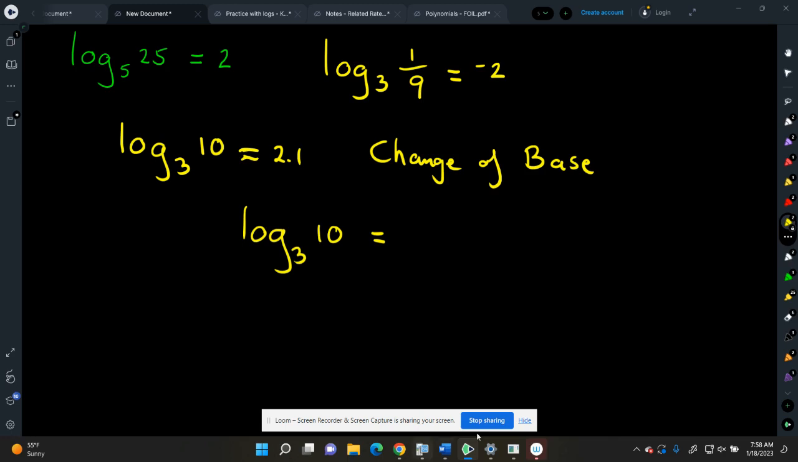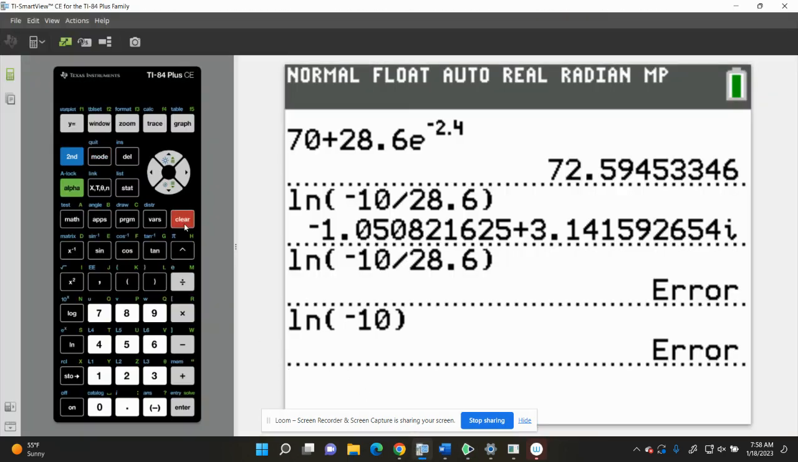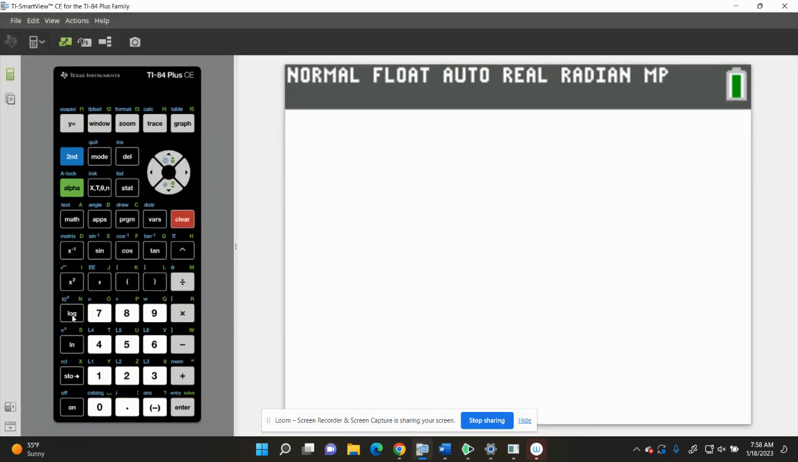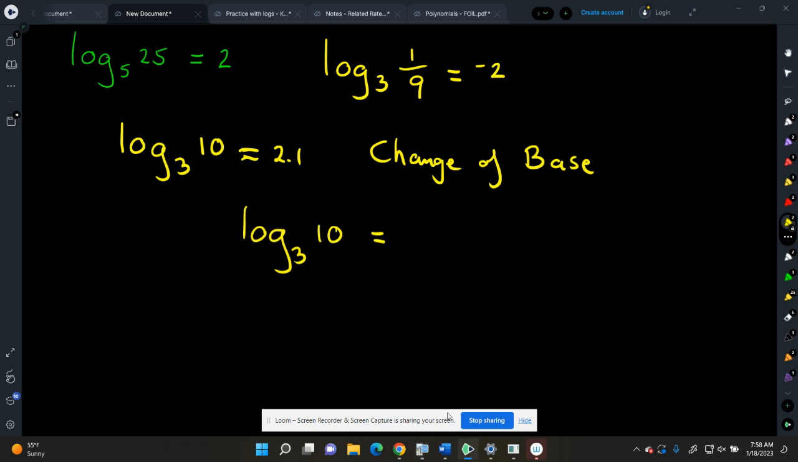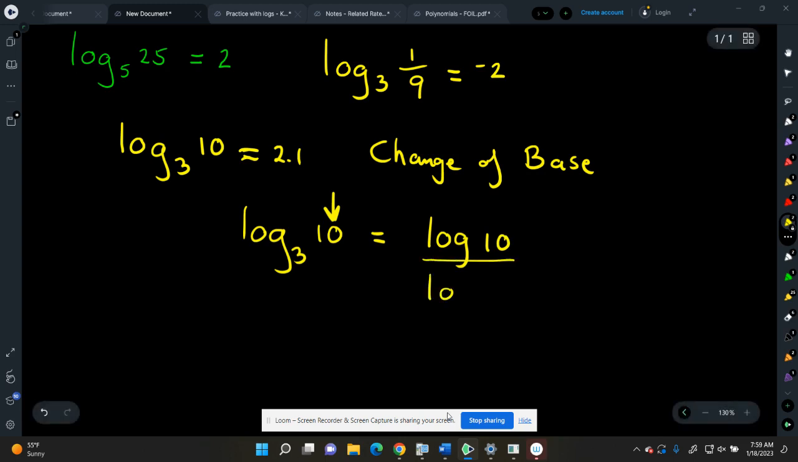And the reason for that is that your calculator, this log button here is base 10. And then the natural log, we know that what base is that? E, right. So when we use the change of base formula, it's going to make sense to use one of those. So we're going to rewrite this as log 10, because there's a 10 there. So I'm using log base 10 over log 3.